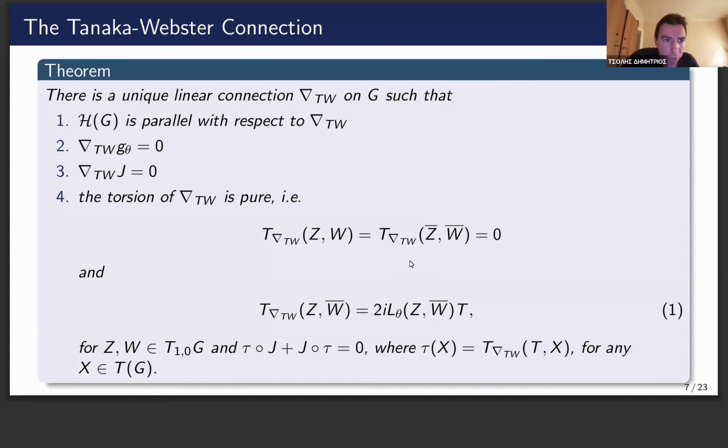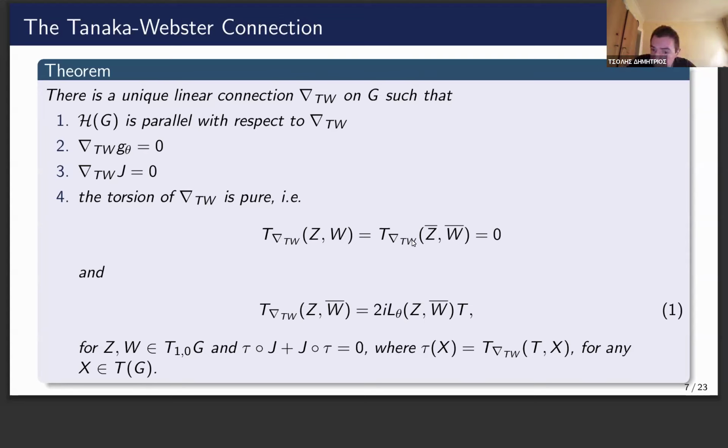Now, let me remind you of this theorem we proved the previous time. So this is a unique connection. We call it the Tanaka-Webster connection, and it satisfies all this. So it's compatible with the Levi form of the Webster metric, essentially. Then it preserves the CR structure. And we have a torsion, of course, which is non-zero.